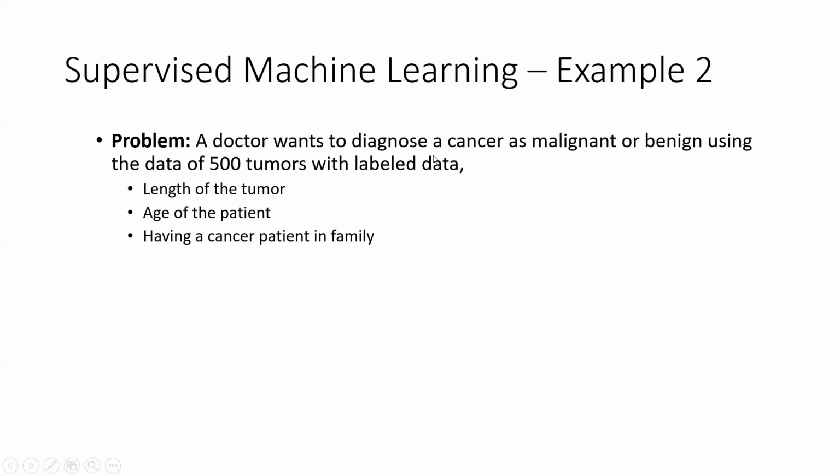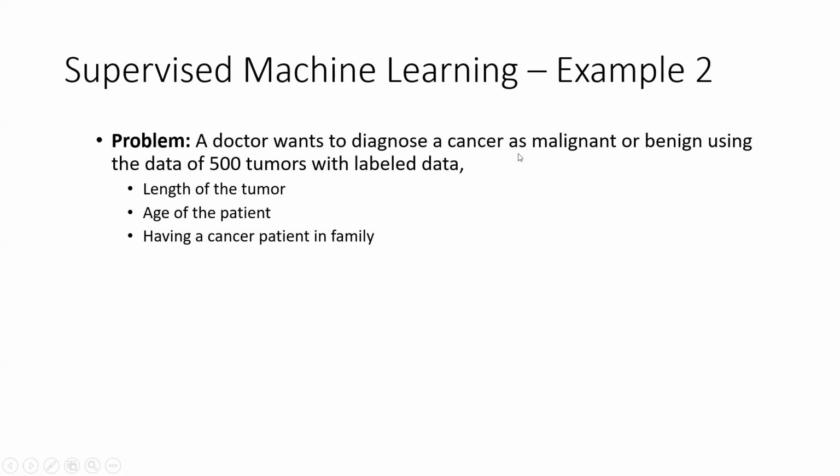The labeled data are the length of the tumor, the age of the patient, and whether there is a cancer patient in the family, the family history, right? So this should be a Boolean value. The age is maybe a number, right? Length of the tumor may also be a number. Because it has labeled data, it should be a supervised learning problem.